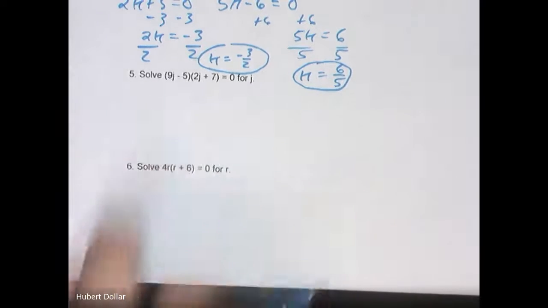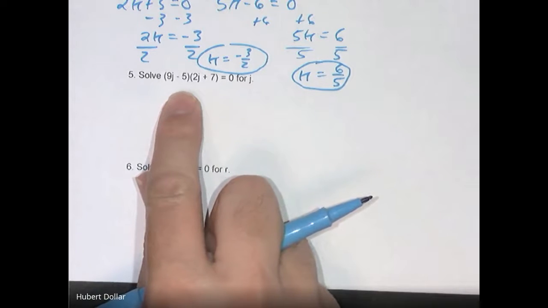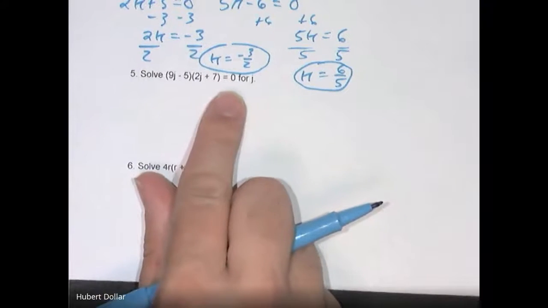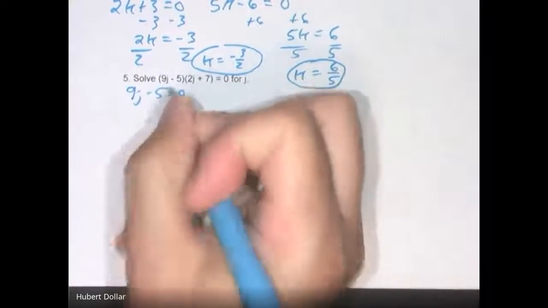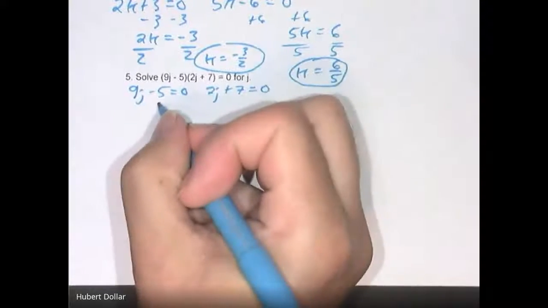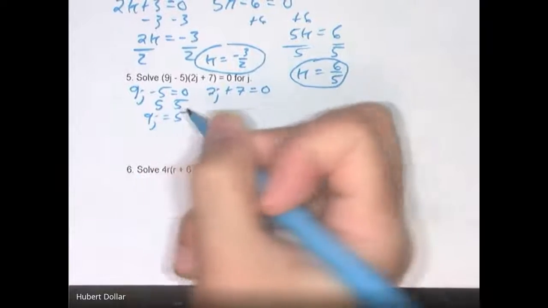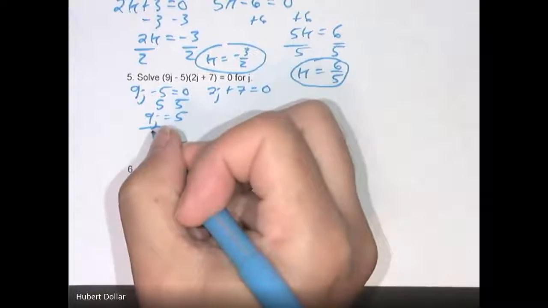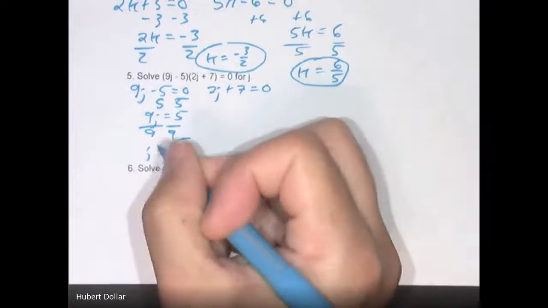All right. So the product of 9j minus 5 and 2j plus 7 equals 0. So 9j minus 5 equals 0, or 2j plus 7 equals 0. The opposite of subtracting 5 is adding 5. So 9j equals 5. The opposite of multiplying by 9 is divide by 9. So j equals 5/9.